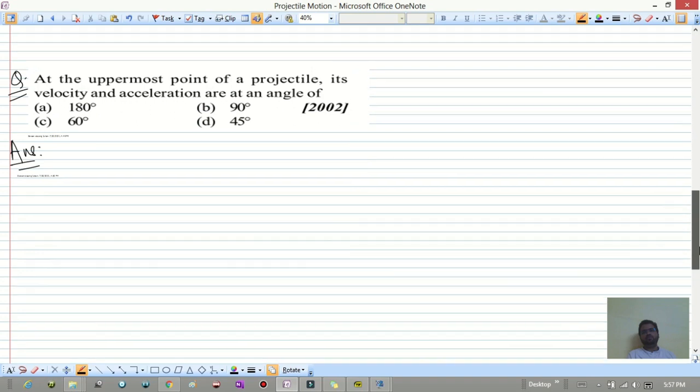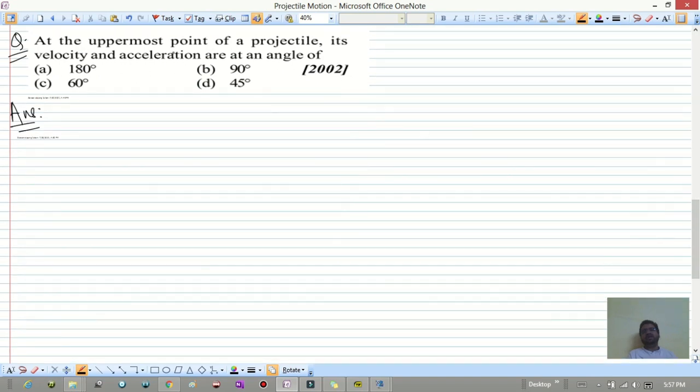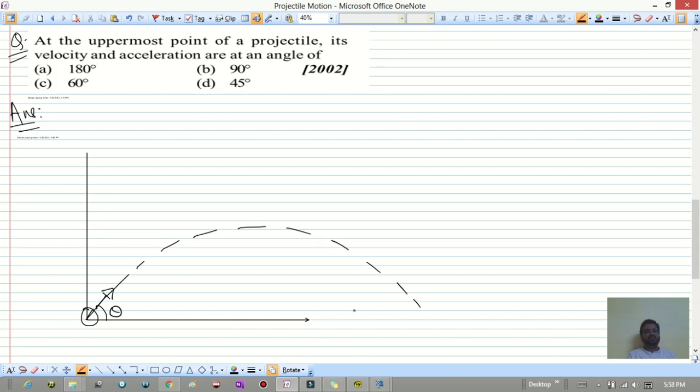Next problem, as you can see over here: at the uppermost point of a projectile, its velocity and acceleration are at an angle of? Now if I draw this graph, and I throw the ball at some angle with respect to the horizontal, what will happen? This ball will go and strike somewhere here.